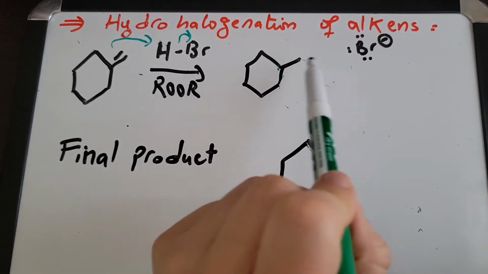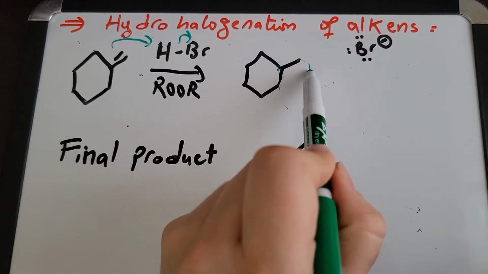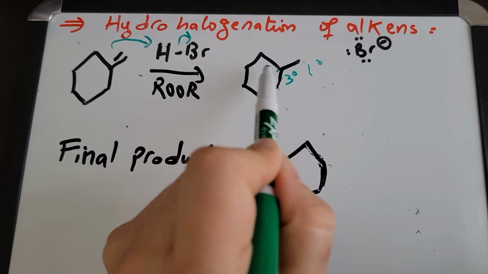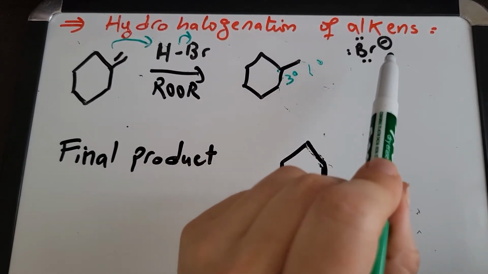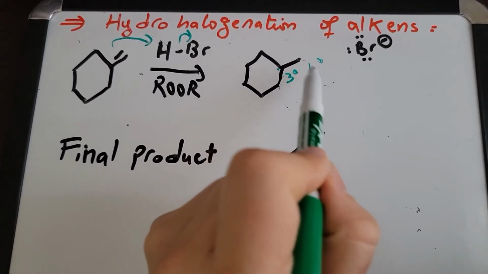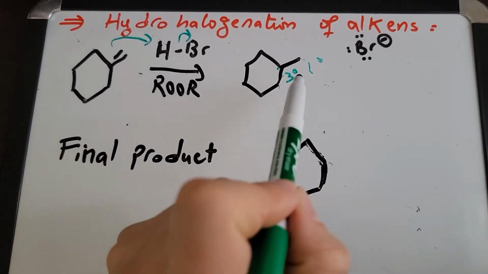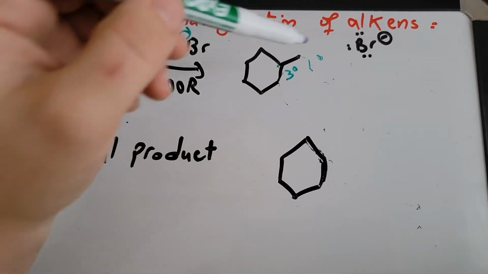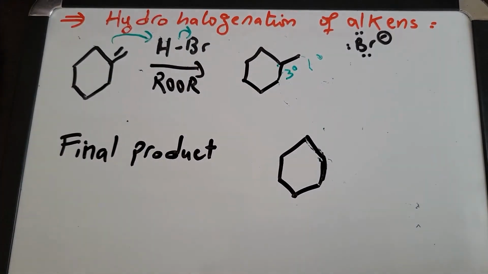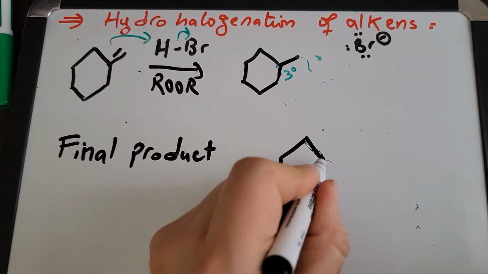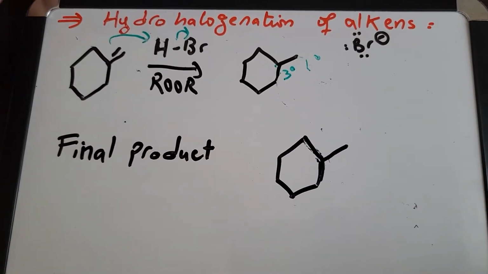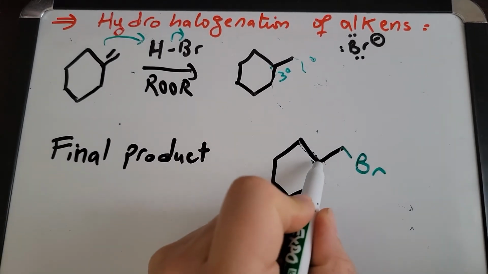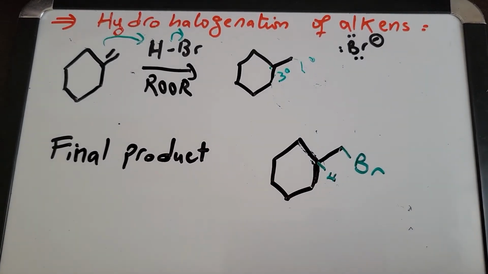Which one is the less substituted carbon? We have here a primary carbon and we have here a tertiary carbon across the double bond. So the bromine atom will attack the primary carbon and the hydrogen will be bonded into the tertiary carbon here. So we have the bromine atom over here. At the end of the reaction, we have the bromine atom over here and the hydrogen over here.